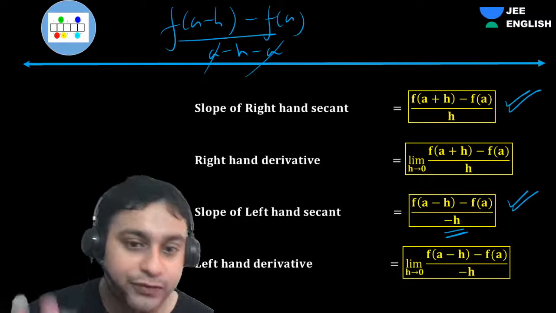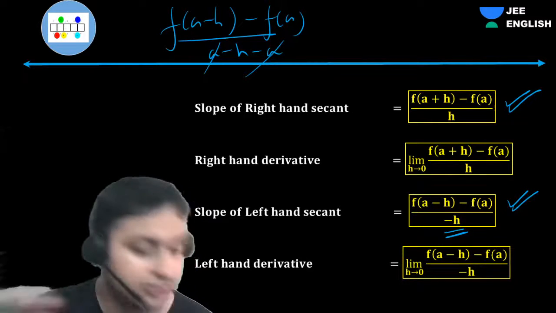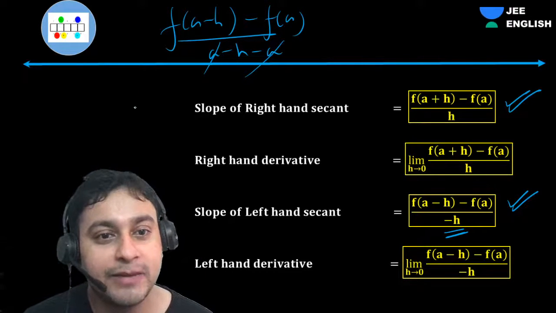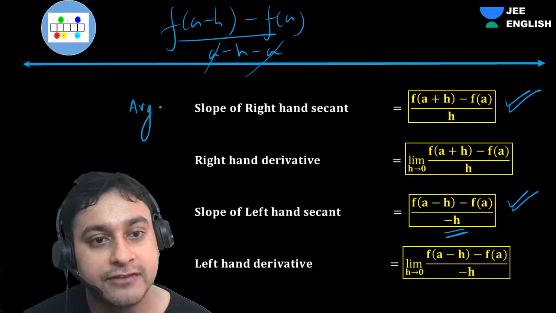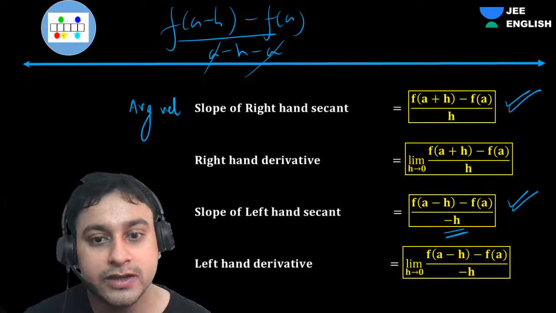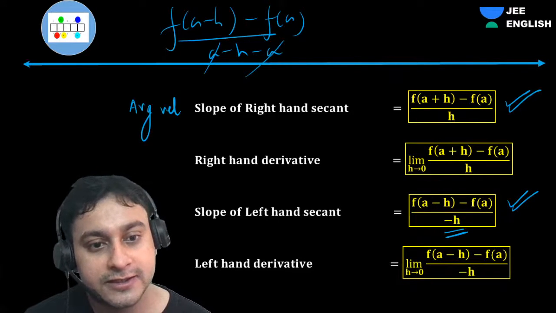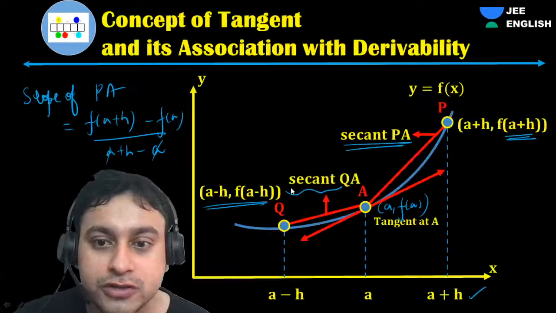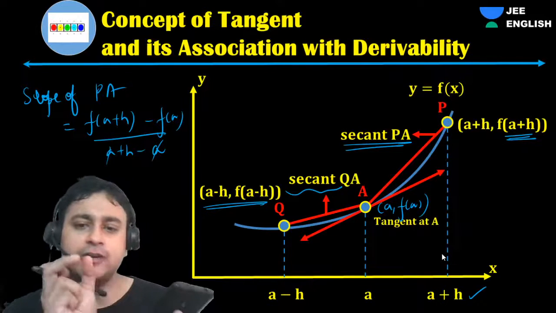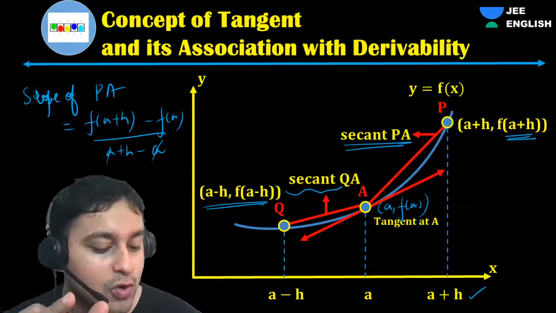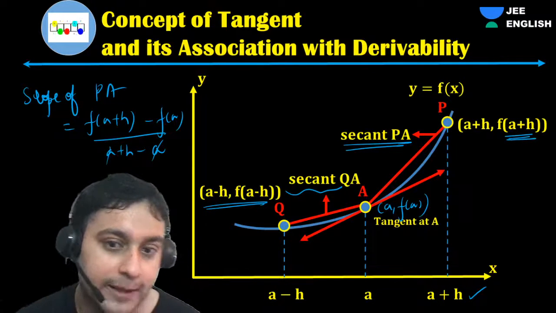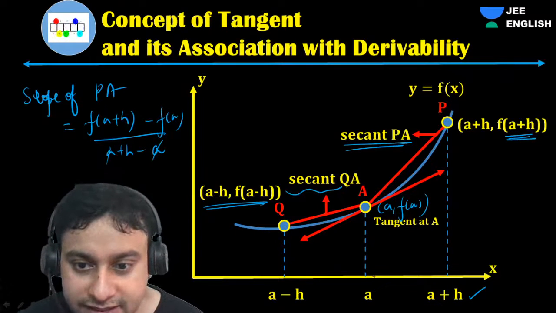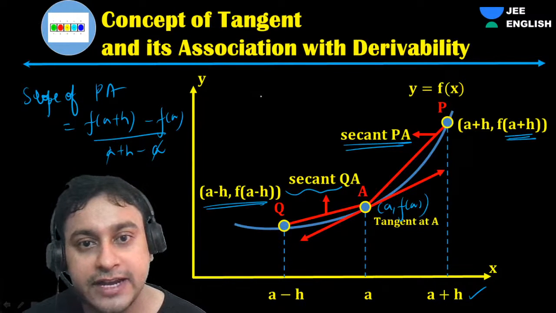Okay, now this was secant, because you can compare it with average velocity. This was also average velocity. Now guys, I am talking about, let's suppose, this h is tending to 0. It is very close to x equals a. So let's suppose it is very near. This h is now tending to 0.